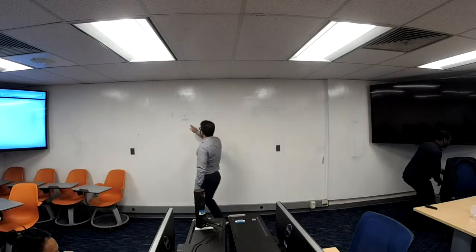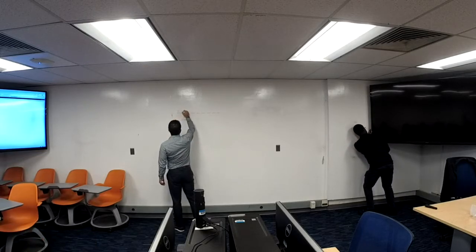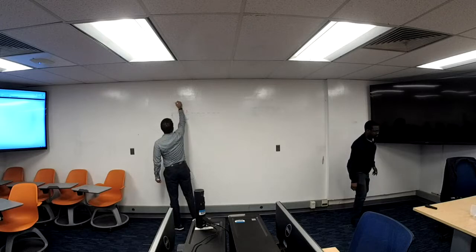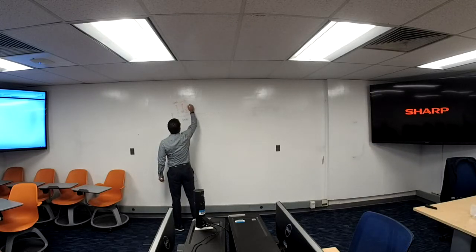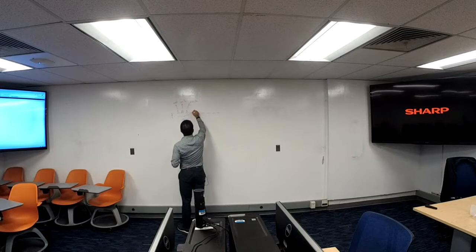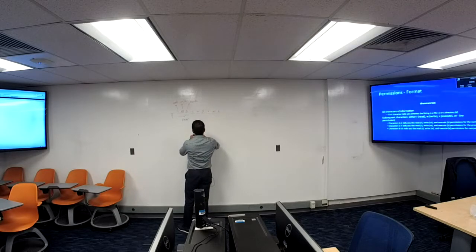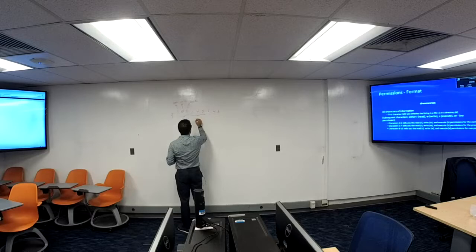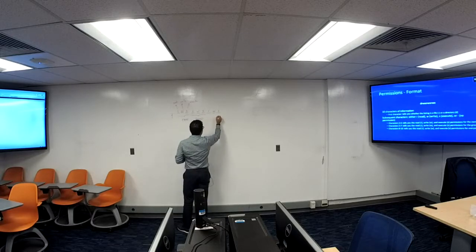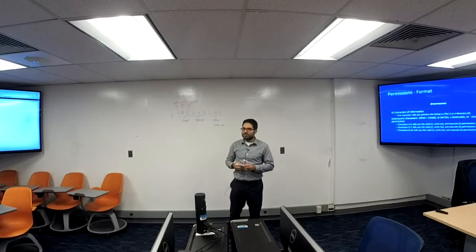So the first three are for the owner. The second one after the dash is read, write, execute. Read permission, write permission, and execute permission. And it's going to be the same for the second three and the last three. The second three belong to the group, and the last three belong to others. Some people say others or everyone.